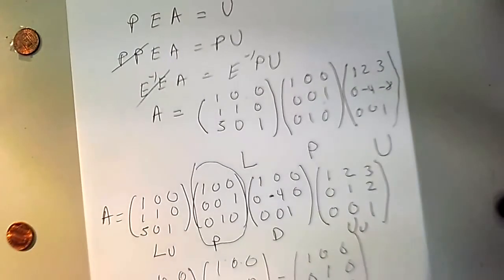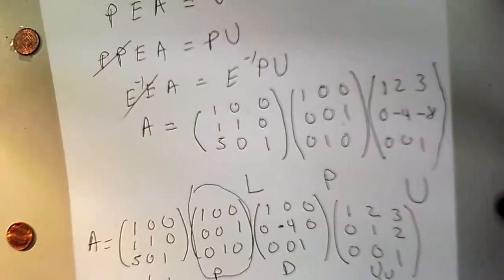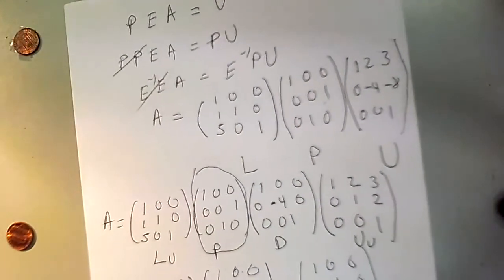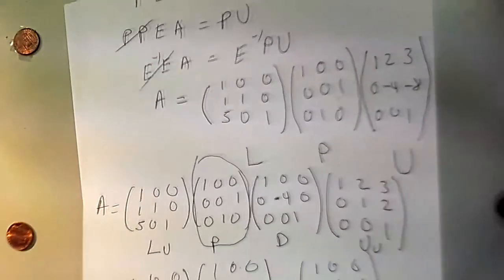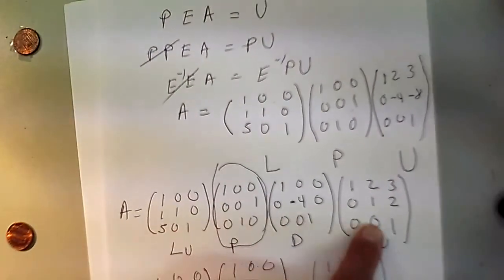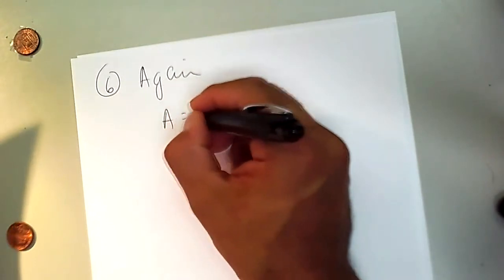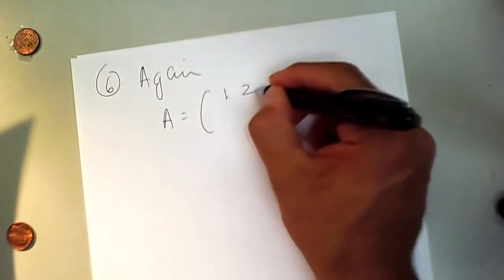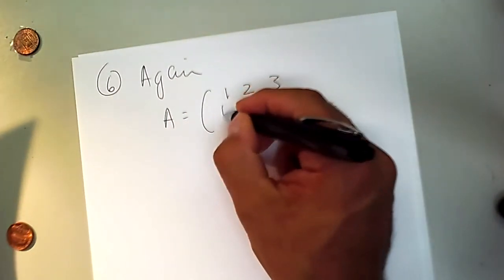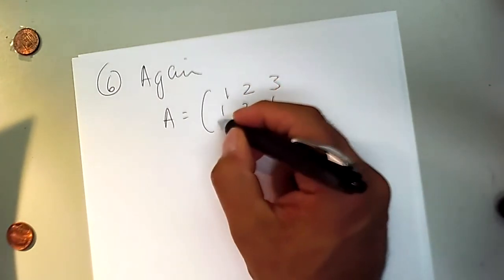So let's redo this problem differently. And I'm going to show you how to factor. So one way to factor is this way. The other way to factor, let me start with example 6 again. So A equals 1, 2, 3, 1, 2, 4, 5, 6, 7.